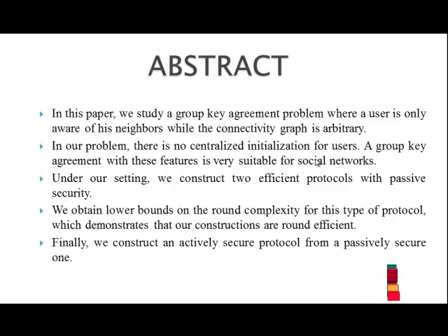We study a group key agreement problem where a user is only aware of his neighbors while the connectivity graph is arbitrary. So there is no centralized initialization for users. A group key agreement with these features is very suitable for social networks.